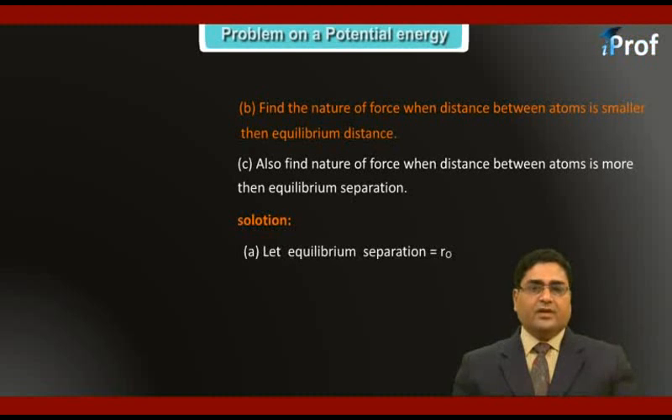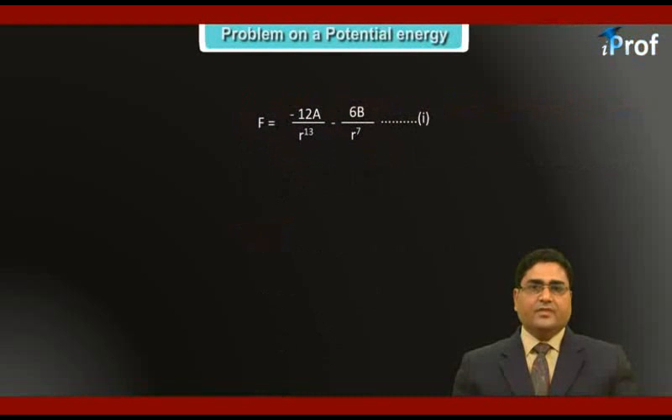Let the equilibrium separation be R0, since U equal to A upon R^12 minus B upon R^6. We know in a conservative force field F equal to minus dU upon dR. After differentiating U with respect to R, we get F equal to 12A upon R^13 minus 6B upon R^7. Since at the equilibrium separation R0, F equal to 0, substituting F equal to 0, we get R equal to R0 equal to (2A upon B) to the power 1 by 6, that is 1.12 (A upon B)^(1/6).